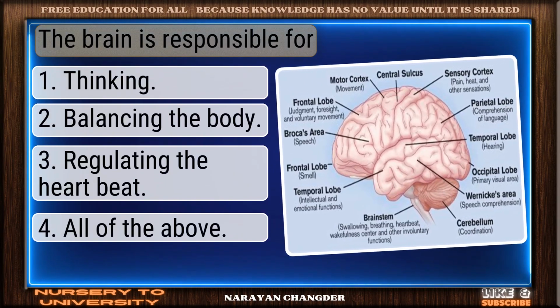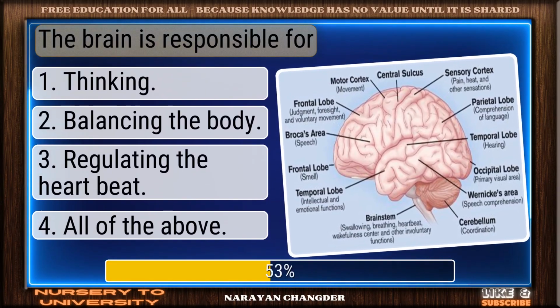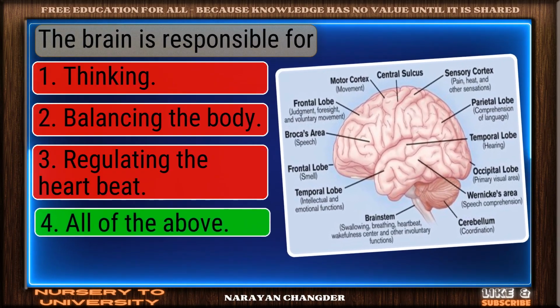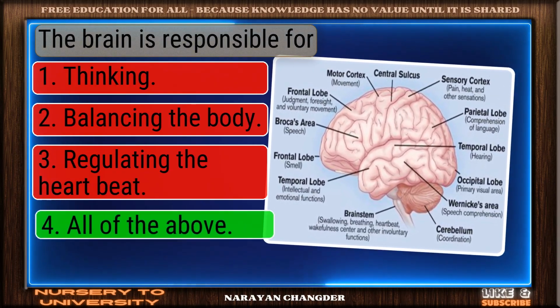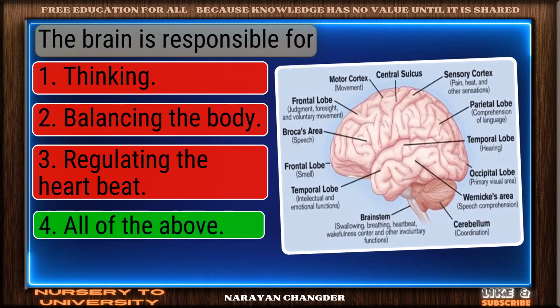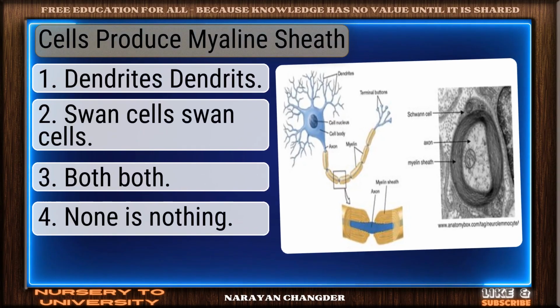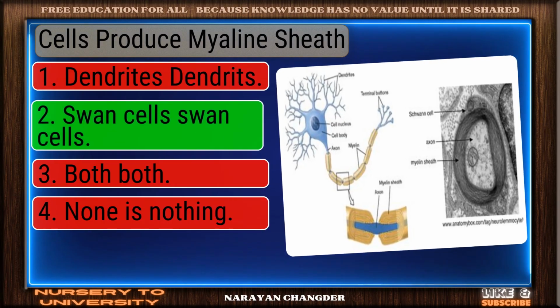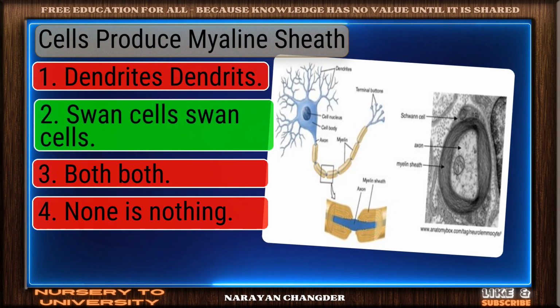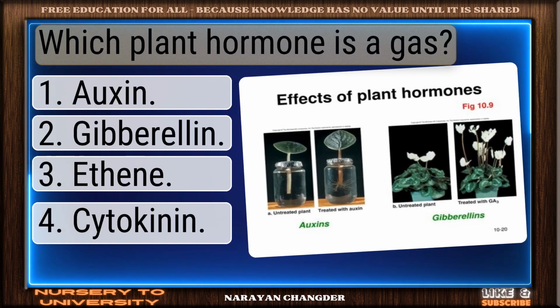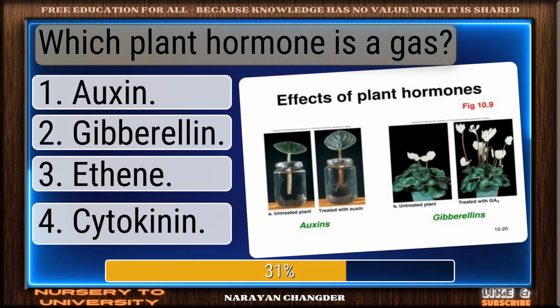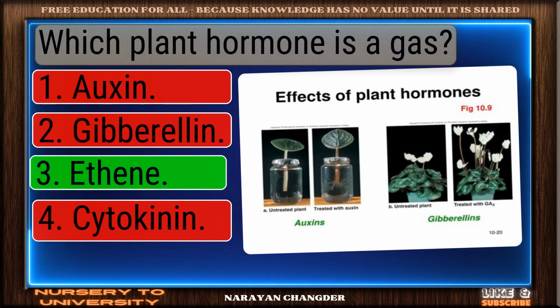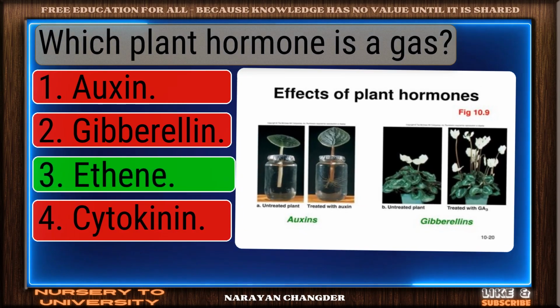The brain is responsible for. Excellent. All of the above is well reasoned. Cells produce myelin sheath. Valid point. Schwann cells is true. Which plant hormone is a gas? Right choice. Ethene is best.